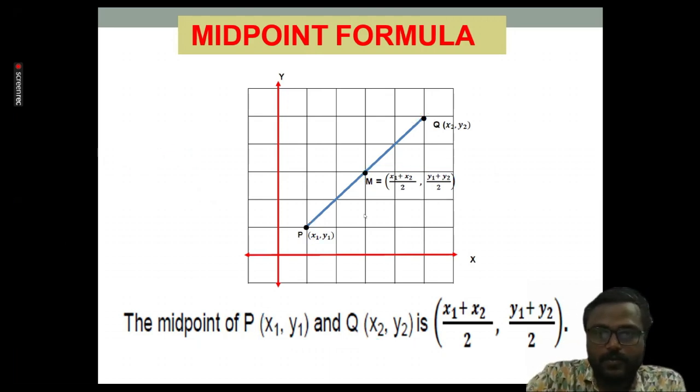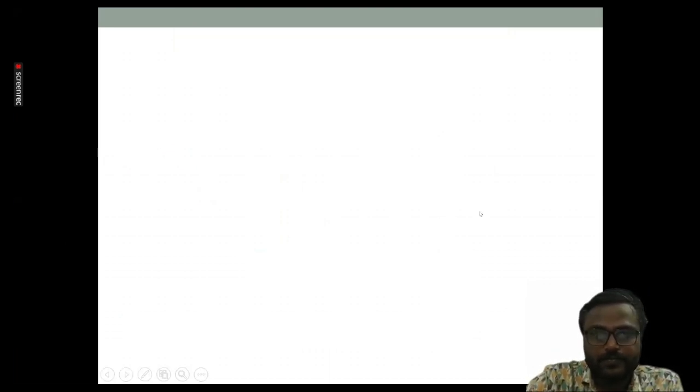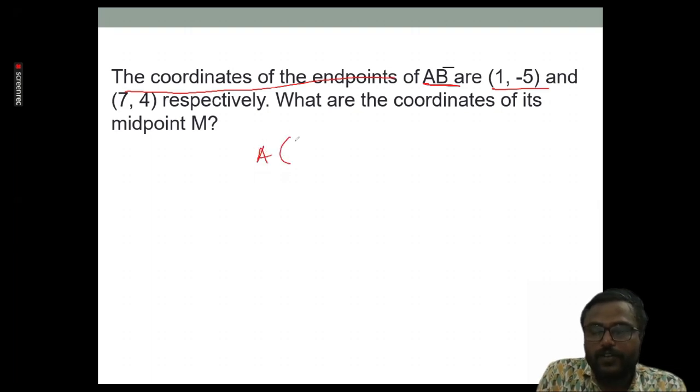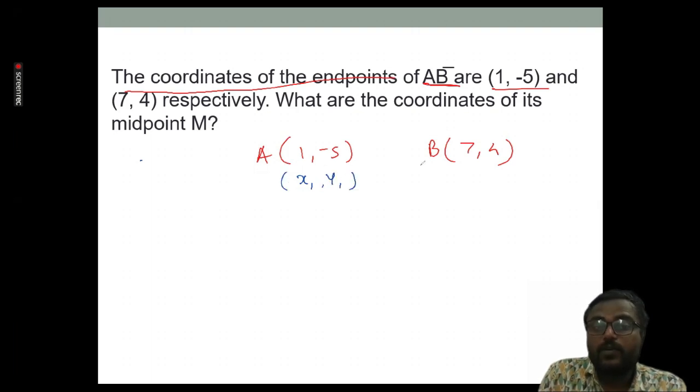Let's move on to solving some questions. So the coordinates of the endpoints of line segment AB are 1 comma negative 5. So guys, just focus here. 1 comma negative 5, and point B has 7 comma 4. So the first thing that you're going to do in order to find the midpoint is mark them as x1, y1, x2, y2.